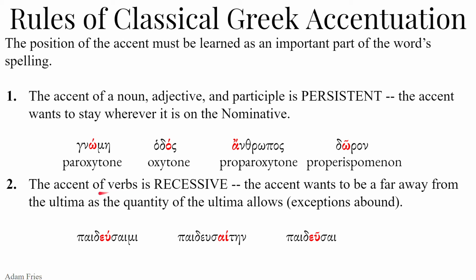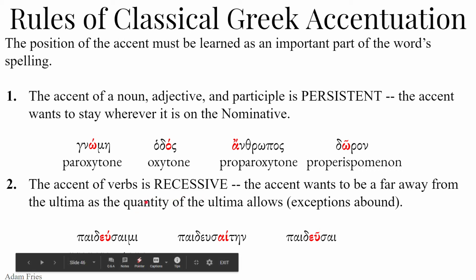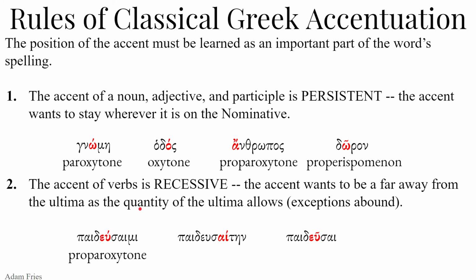Paideosymi. So how would we classify that word? It's got ultima, penult, antepenult. It's got the acute on the antepenult. So that's going to be proparoxytone. Paideosymi. Now, this word, paideosymi, the ultima, that iota, is short.